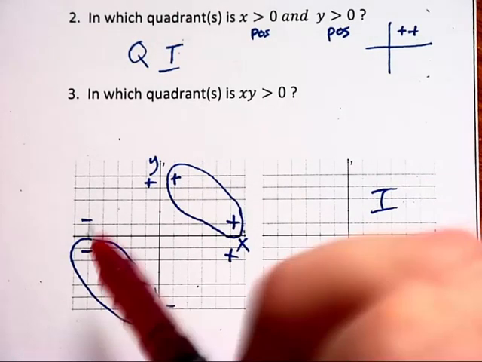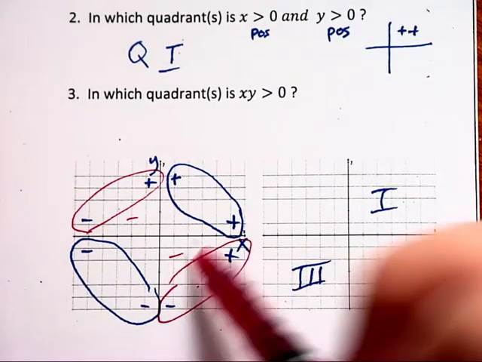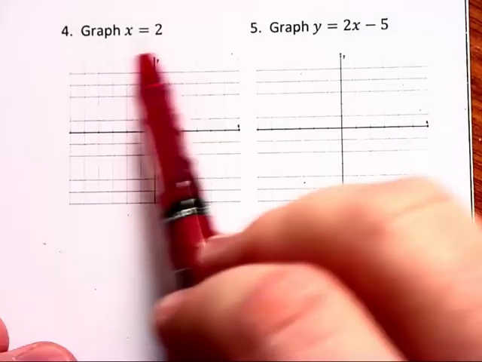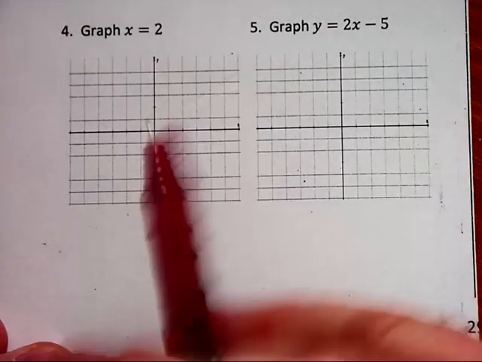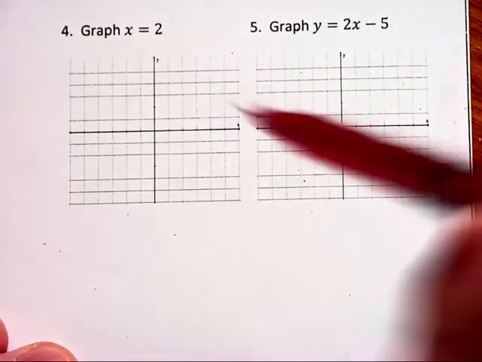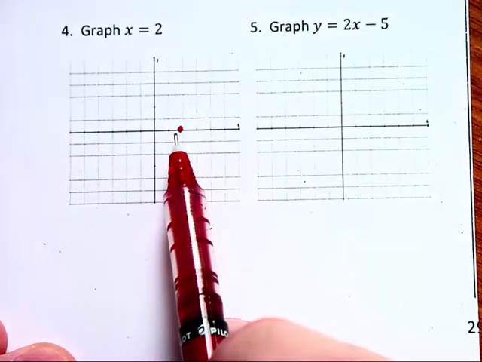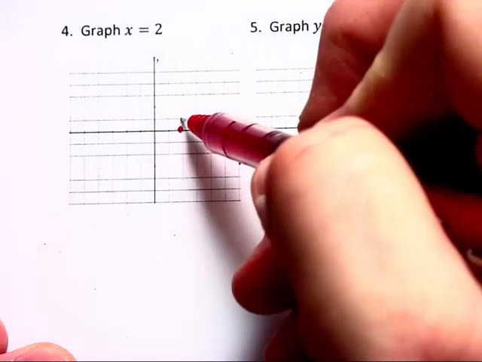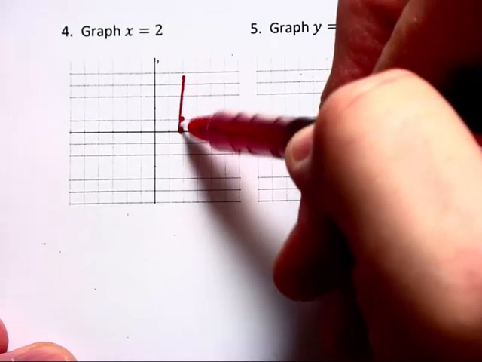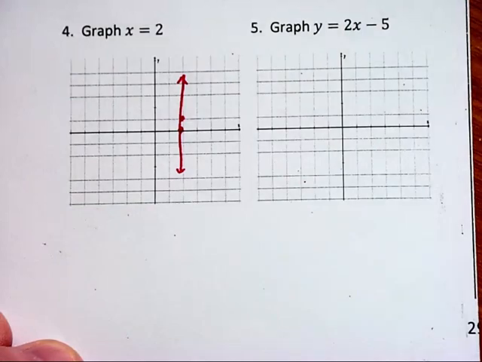In these other two quadrants, a positive times negative is going to make a negative, and we do not want quadrants 2 or 4. When it says graph x equals 2, we notice that we're missing a y. We can't have a y equals anything for this equation. So the rule is x is 2 no matter what y is. So here I've plotted x is 2 when y is 0, x is 2 when y is 1, and that might remind us that this is going to be a vertical line crossing through the x-axis at 2.